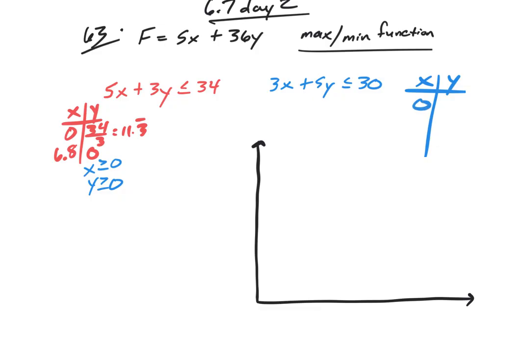I'm going to do the same thing for the second one. That's why I'm doing these in two different colors so we can see the difference between these two. Same method though. We're going to plug 0 in for x. 3 times 0 is 0, so we're covering that guy up. 5y equals 30. 30 divided by 5 would be 6. And then I plug 0 in for y, cover it up. I have 3x equals 30, so x would be 10. So your x values have to go out to at least 10, because you have 10 and you have 6.8. So we're going to go out to 10.